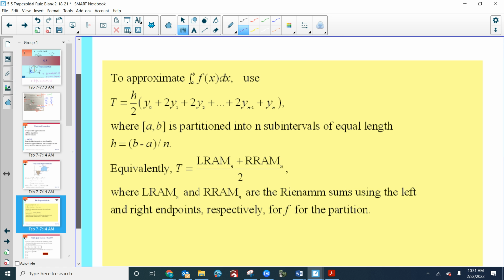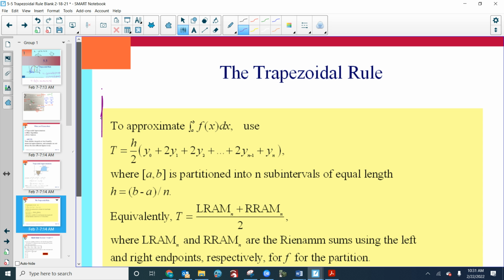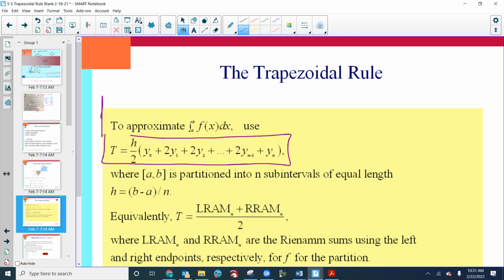All right? It's H over 2. Now, they called it Y naught and Y1 and Y2 and all that. All right? There is your trapezoidal sum. It's easier for me to just show you where it came from than to show you that formula and just say memorize it. Now, interestingly enough, it's the average of your RRAM and your LRAM. It's the average.